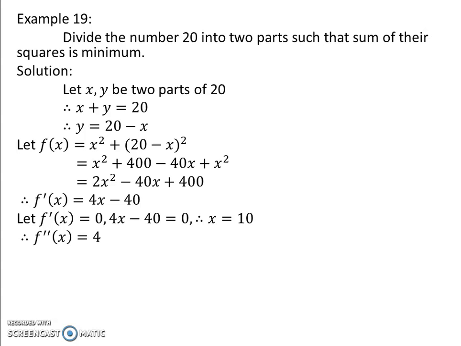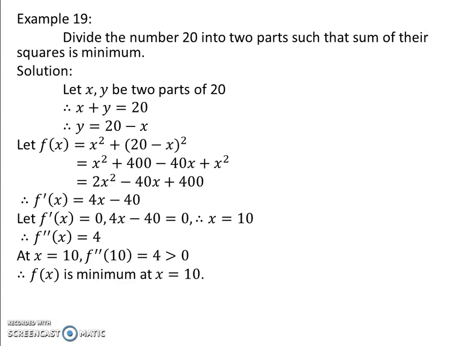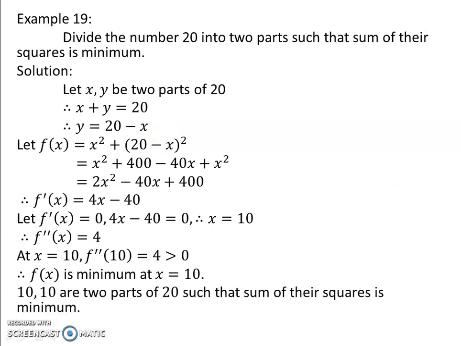So calculate f double dash of x. F double dash of x equal to 4. So at x equal to 10, the stationary point, we will calculate f double dash. Therefore f double dash of 10 equal to 4, which is positive. Therefore at x equal to 10, function is minimum. Therefore the first part is 10. Hence the second part is also 10 because y is 20 minus x. So 20 minus 10, 10. Therefore 10 comma 10 are the two parts of 20 such that sum of their squares is minimum.